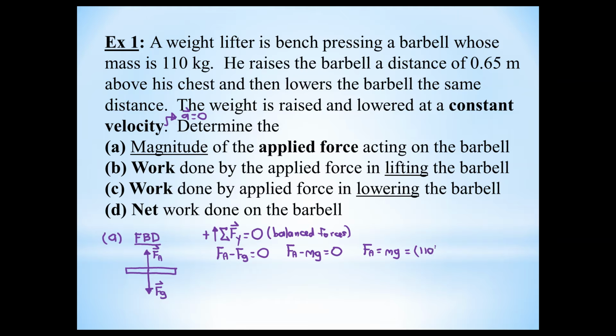Plug the numbers in. Barbell has a mass of 110 kilograms times the magnitude of the acceleration due to gravity, 9.81 meters per second squared. And if we calculate this to 3 significant digits, I believe we get a value of 1.08 times 10 to the third newtons. So that's part A.